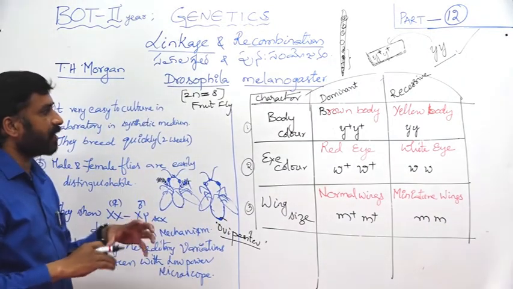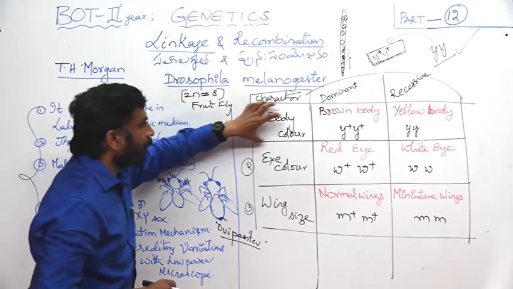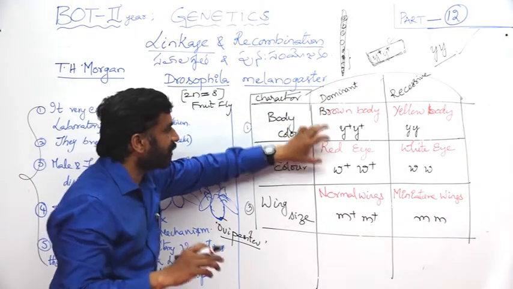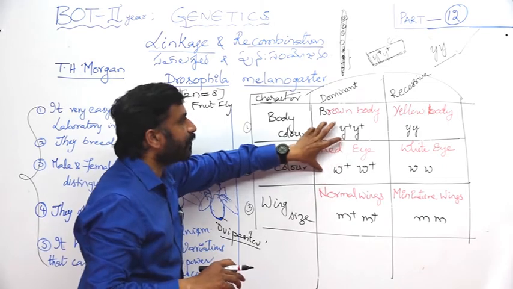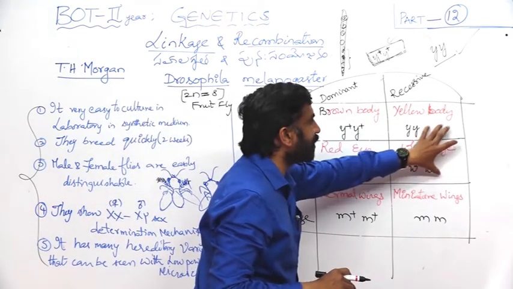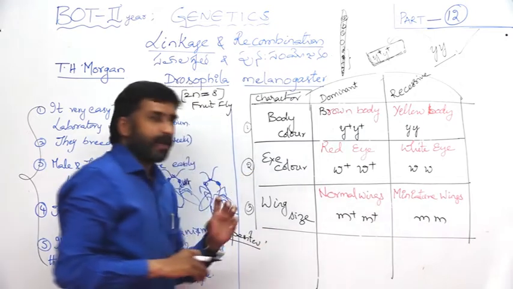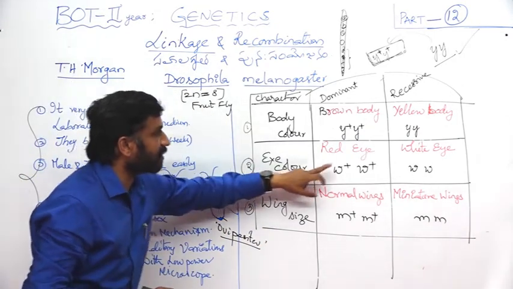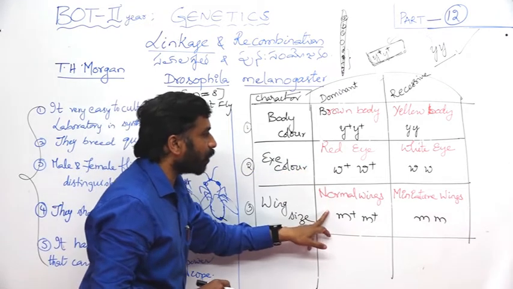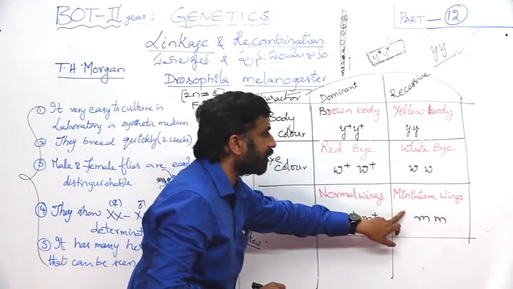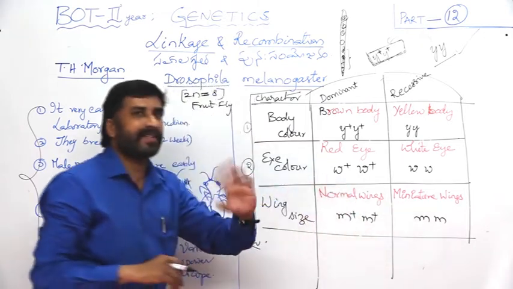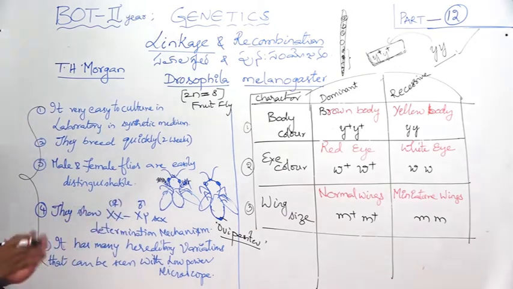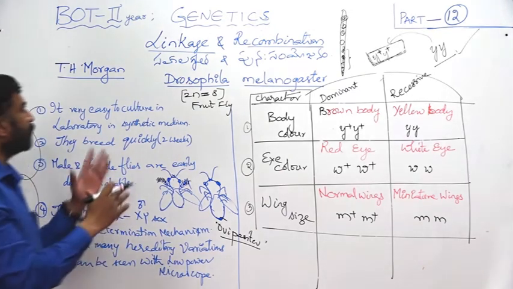So in the first case, he crossed the brown-bodied, red-eyed insect with the yellow-bodied, white-eyed insect. Okay, in the second case of dihybrid, he crossed the red-eyed insect with normal wings with the white-eyed insect with miniature wings. These are the two different crosses. So let us discuss what are these two different crosses and what are the results obtained by Morgan after these crosses.